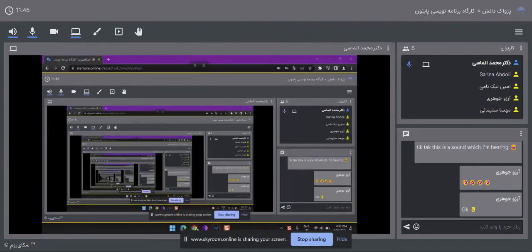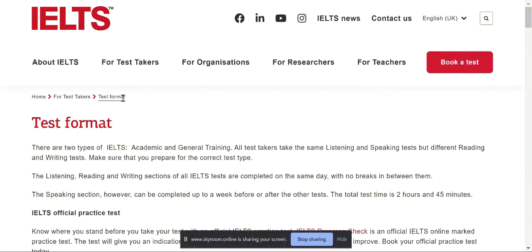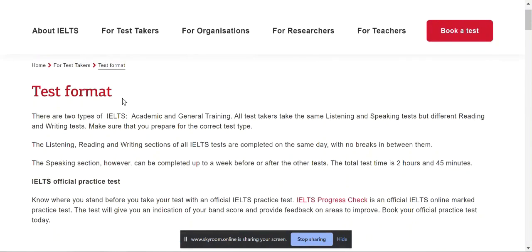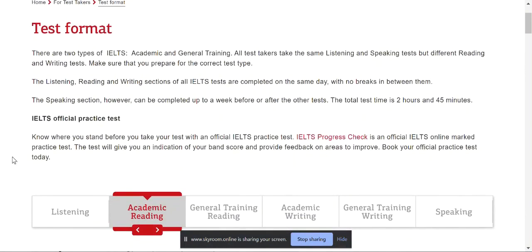Okay, before everything, you should understand the structure of the exam, as you can see here in IELTS.org, as a first reference of this exam.